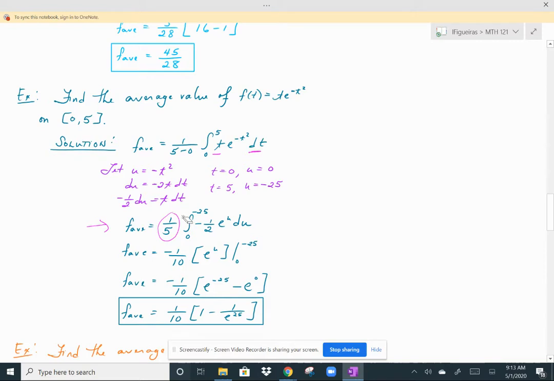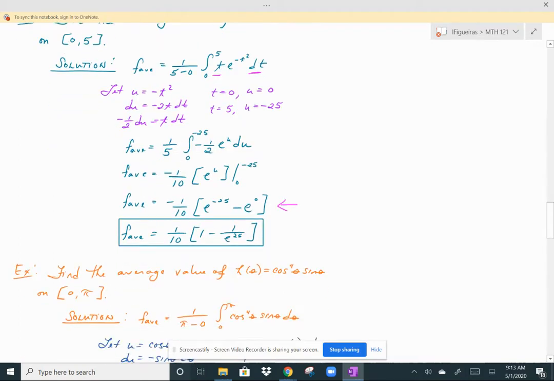So that's now a much simpler integral to handle. The antiderivative of e to the u is itself, and I also multiplied the 1/5 and the negative 1/2 to get negative 1/10 e to the u evaluated from 0 to negative 25. Substitute the upper limit first, so this is negative 1/10 times e to the negative 25 minus e to the 0.